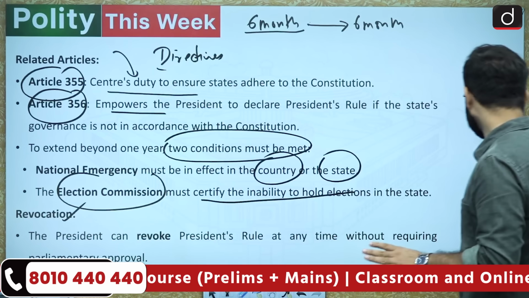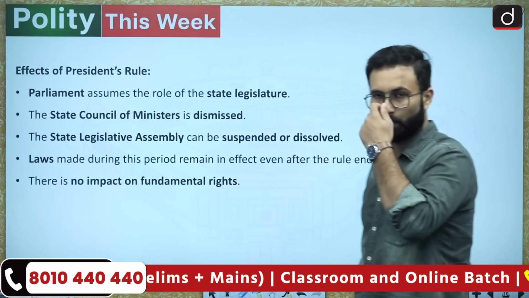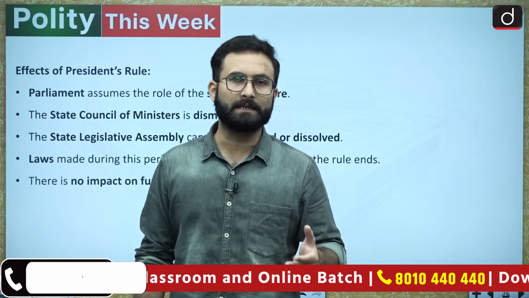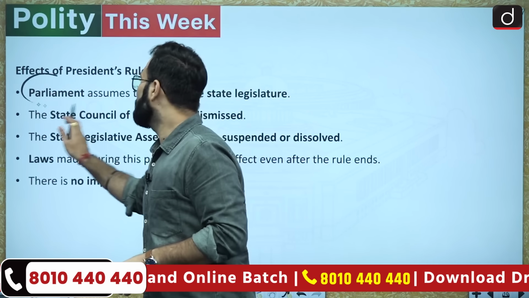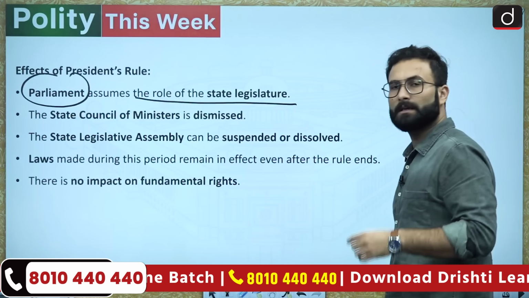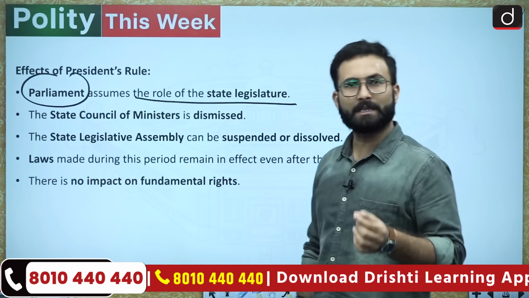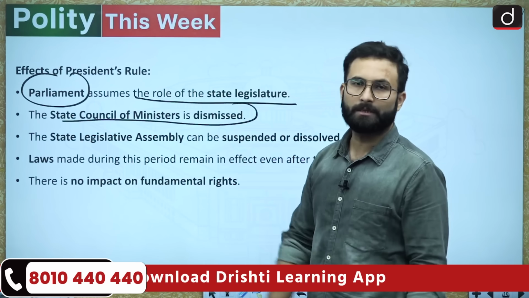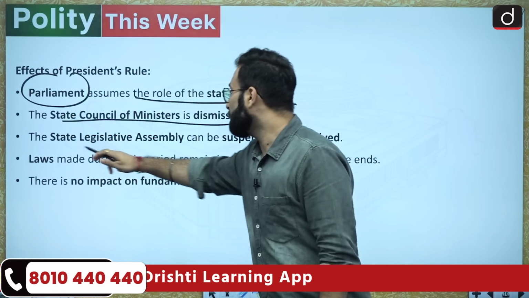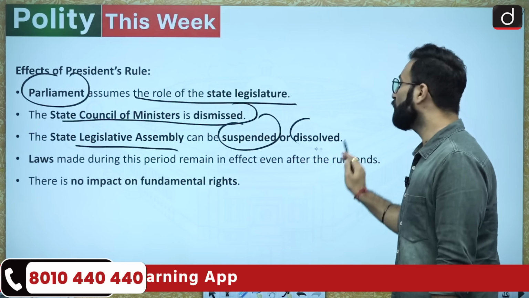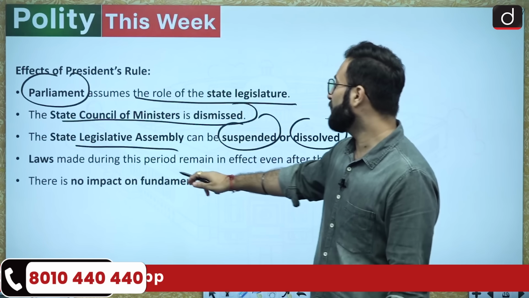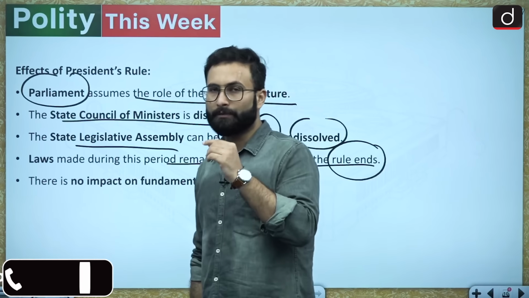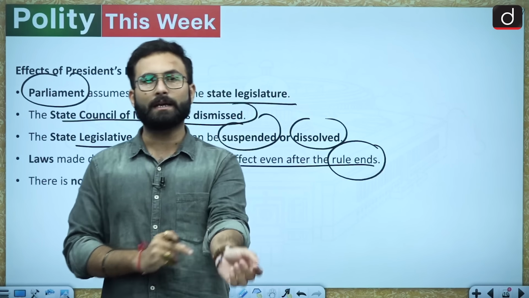Now moving further, what are the impacts of the president's rule? So obviously power will come to the center, and who is the lawmaking authority at the center? That is parliament. So parliament will assume the role of the state legislature. They will start to make the law with respect to the state list as well. Okay, then state council of ministers is dismissed. Moving further, state legislative assembly can be suspended or dissolved. Okay, laws made during this period remain in force even after the president's rule ended. Okay, so during the president's rule, if parliament has made a law, that will be valid after that as well.